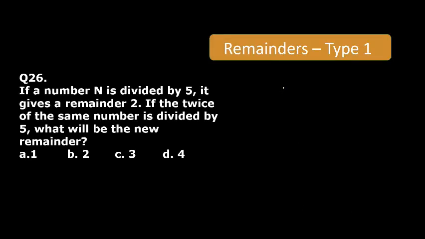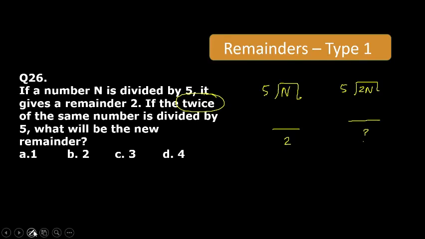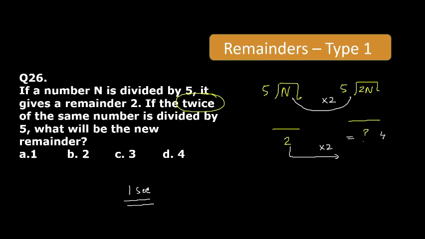What is the language? If a number n is divided by 5, it leaves a remainder 2, but when twice of the same number is divided by 5, what will be the remainder? This is your type and you can do this question in just 1 second. What is the trick? If your number is doubled, definitely your remainder will also double, and it should be less than the divisor. If it is less, then there is no problem. It is your answer, right?